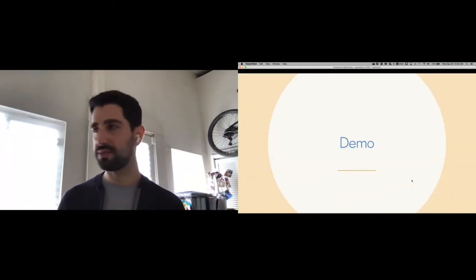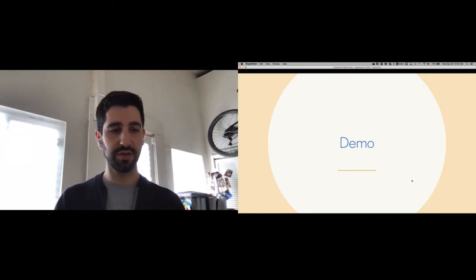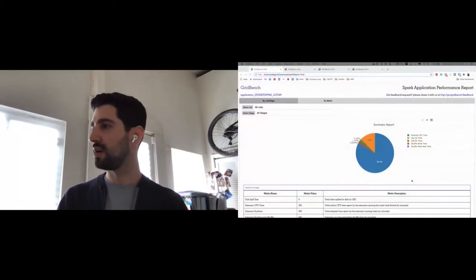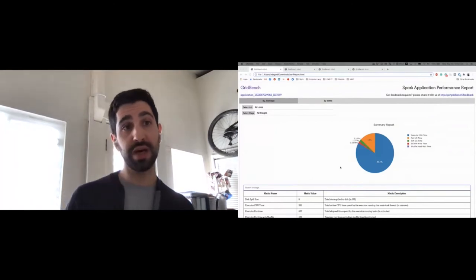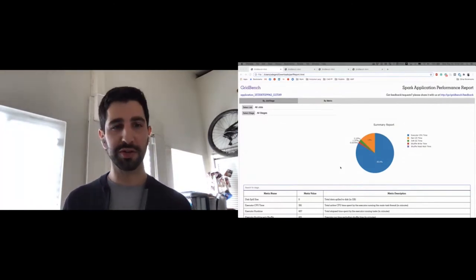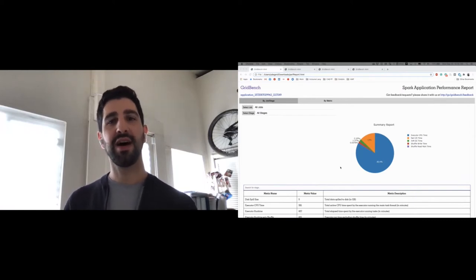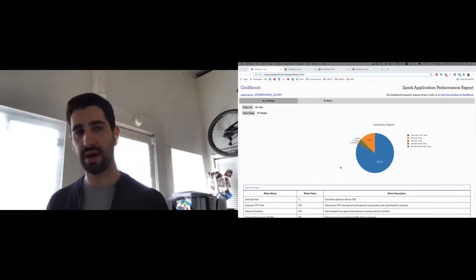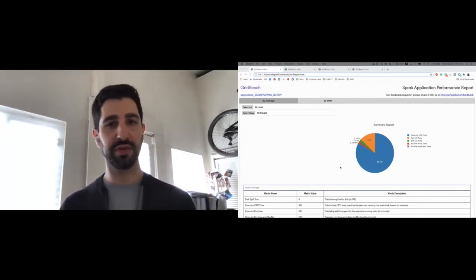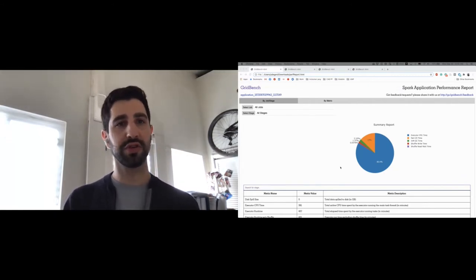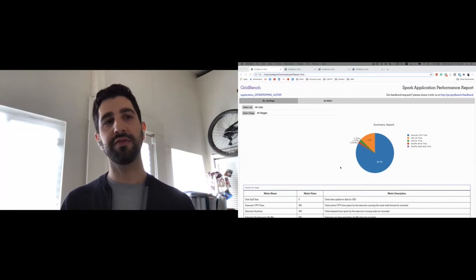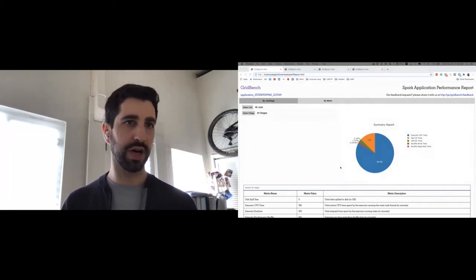So not to get you guys too bored, let's see a little bit of the reports that we have right now. So the GridBench GUI is pretty new. So this is very rough at this point. We're still working on it. But I want to show you guys around a little bit. I want to show some reports that we have and how we enable users to self-serve and diagnose whatever is going on with their jobs.